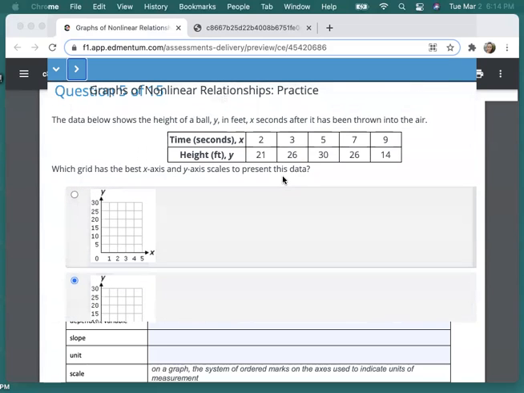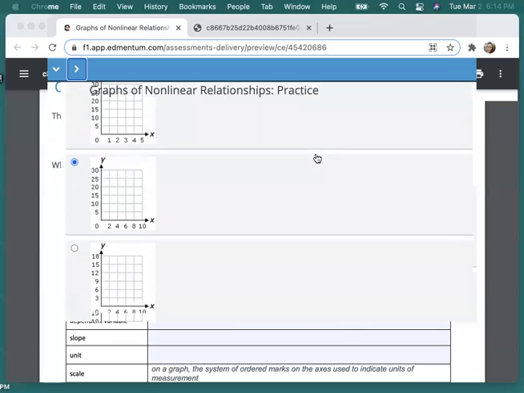And then for the height, we're looking at between 21, okay, so 21, 26, 30. It has to go at least up to 30. This one does not go up to 30, so that's why this is a better answer, because it does go up to 30.